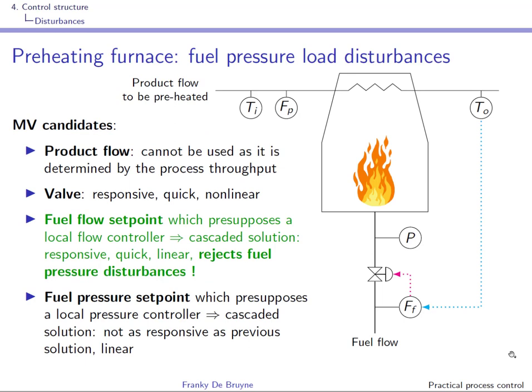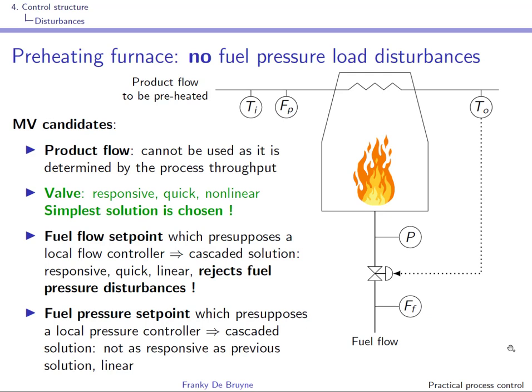The fuel pressure load disturbances can come from adjacent preheating furnaces. So if this is furnace 1, for instance, and you have here the main fuel line, and connected to this fuel line is another furnace 2, well, at startup or stop of this furnace there is a sharp increase in the fuel flow, and this might lead to a pressure drop or increase in the line going to furnace 1.